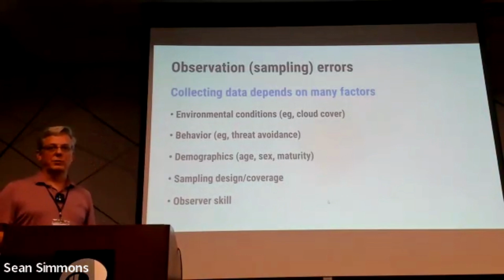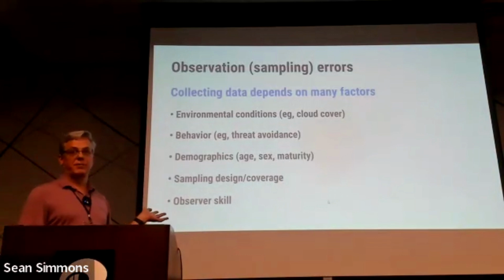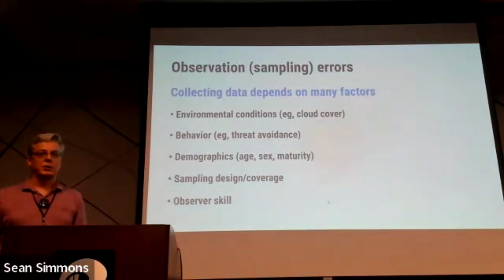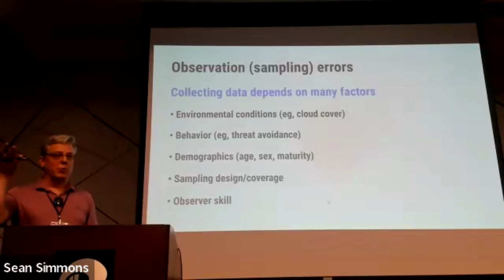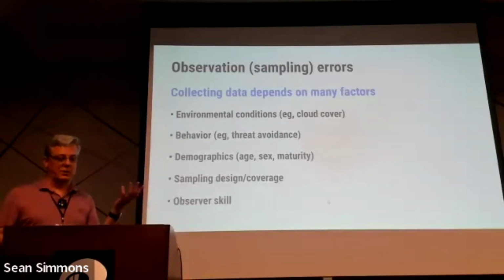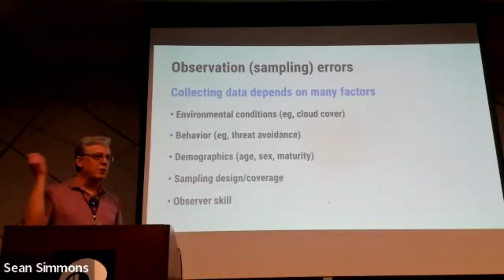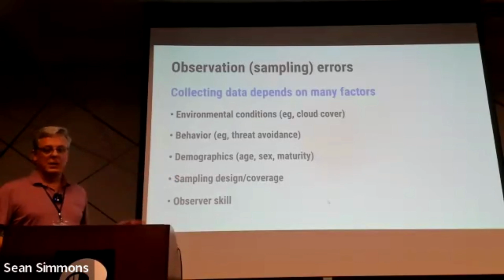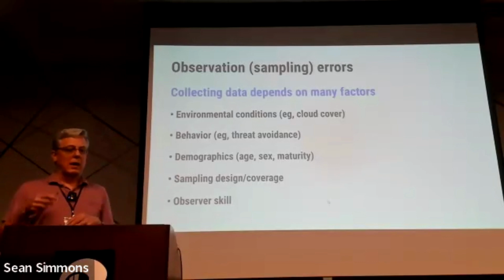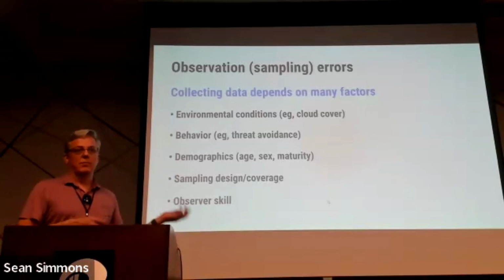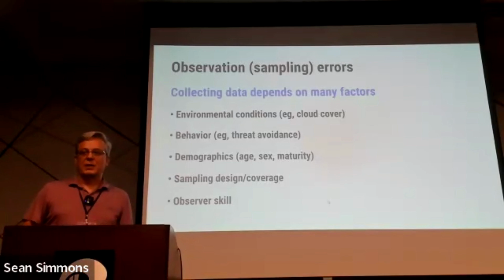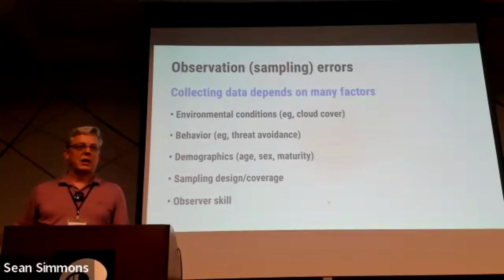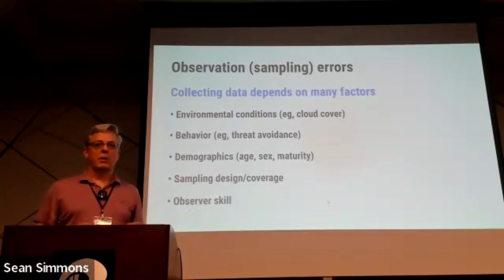And probably everyone in this room has dealt with almost all of these, if not all of these, right? Environmental conditions. So we're out flying an airplane, trying to do fixed wing surveys of some rivers or streams. It's cloudy. Okay, that's going to affect our ability. Behavior, things hear the airplane coming or they hear you walking up the stream and they're running away or swimming away. Demographics. So older ones may be less cryptic than juveniles. Sampling design and coverage. Are we doing a complete survey of this entire room, or are we only surveying this front table here? And then the observer skill, and a lot of folks have probably dealt with this, right?